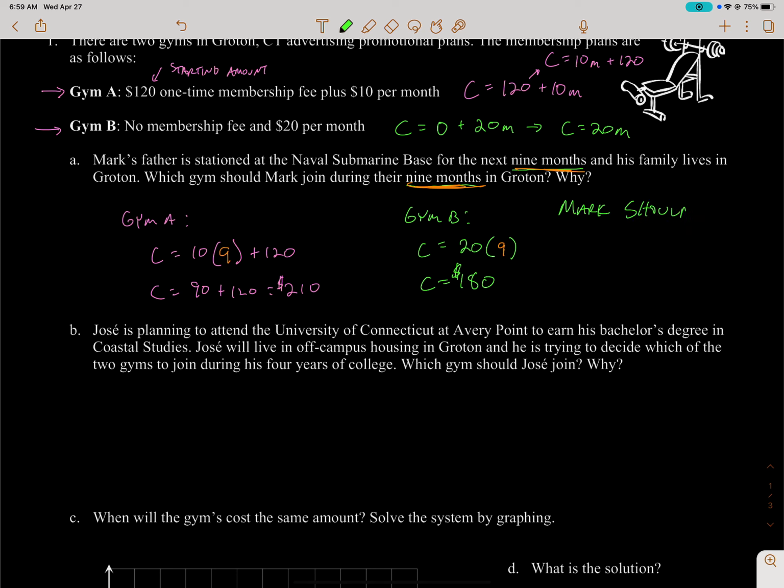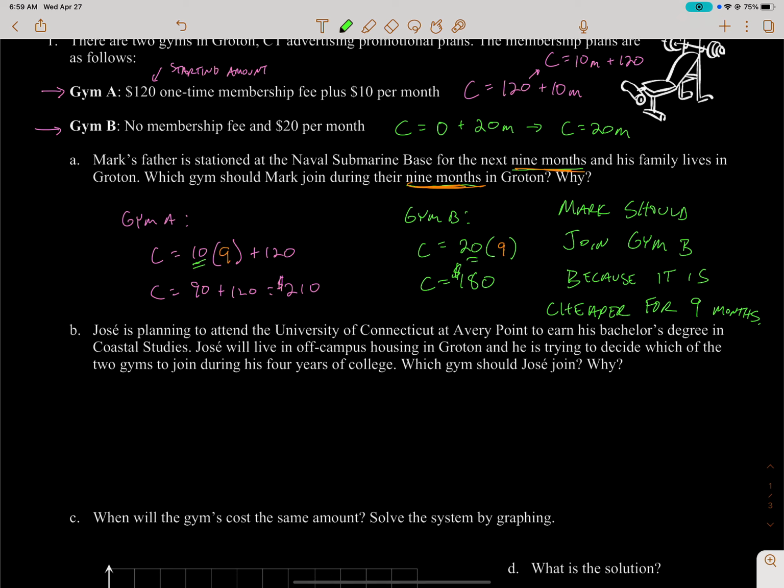So then we're going to write out Mark should join Gym B because it is cheaper for 9 months. It might not always be cheaper. In fact, it won't, because Gym B is more per month. It's $20 per month, where Gym A is only $10 per month.